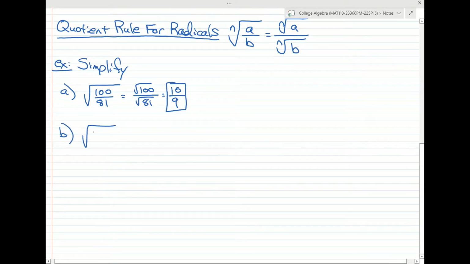The square root of 11 over 25, similarly, is just the square root of 11 over the square root of 25. Square root of 11 we can't simplify, it's not a perfect radical, but the square root of 25 is. We could just say square root of 11 over 5.